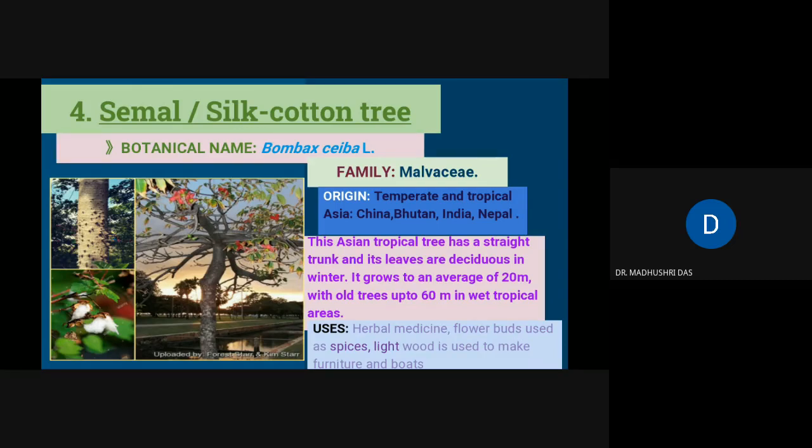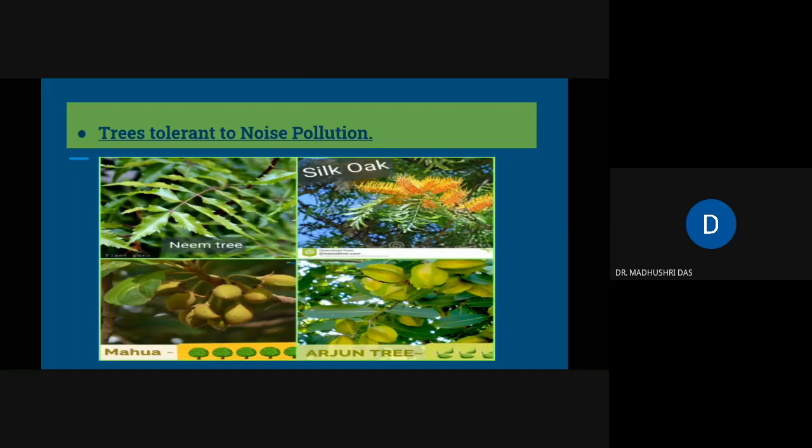If we see its uses, it is used as a herbal medicine. Its flower buds are used as a spice in culinary. Its light wood is used for making furniture and boats. Now we will see trees which can tolerate noise pollution.